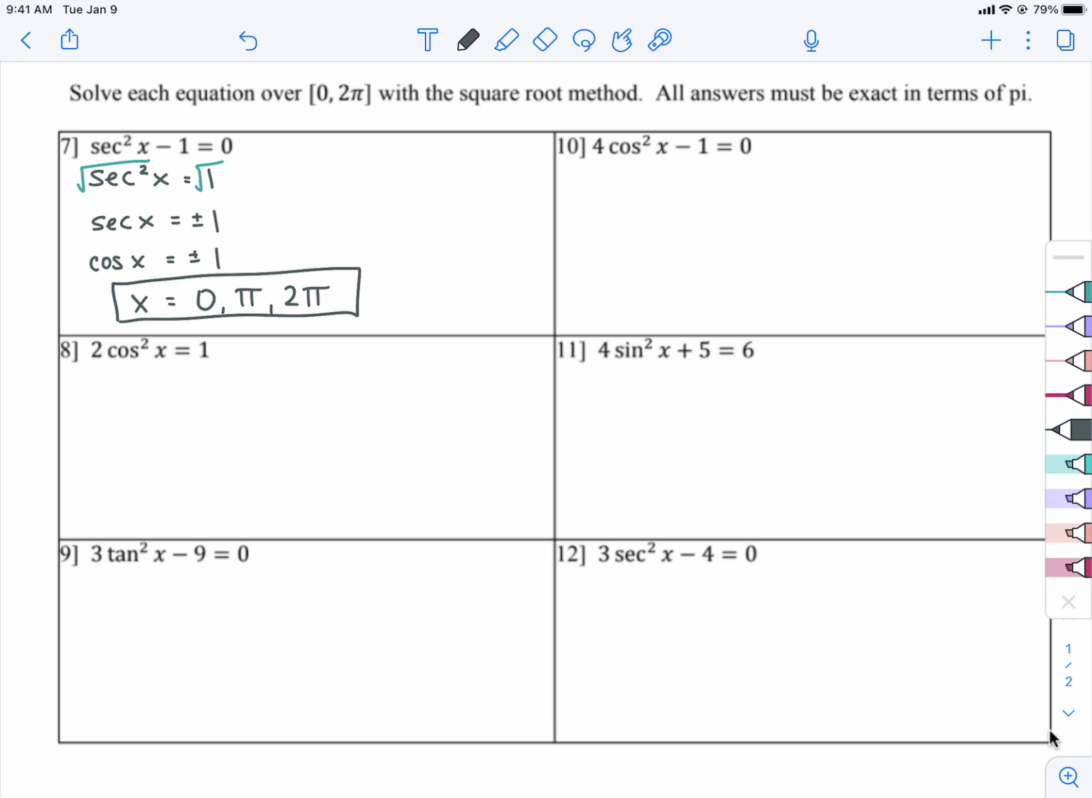Looking at the other ones that are up there, are there any other ones that you would want to go over that you don't feel super confident with? Want me to do a tangent? So let's do number 9. Okay.